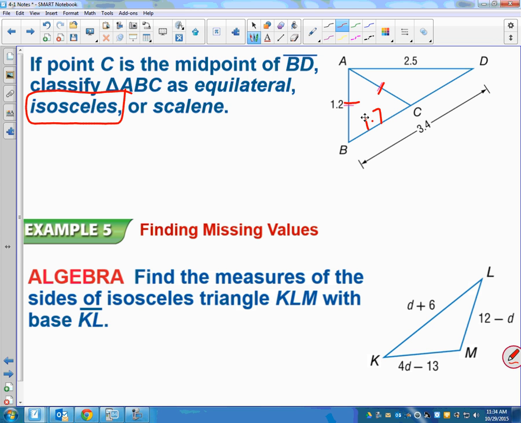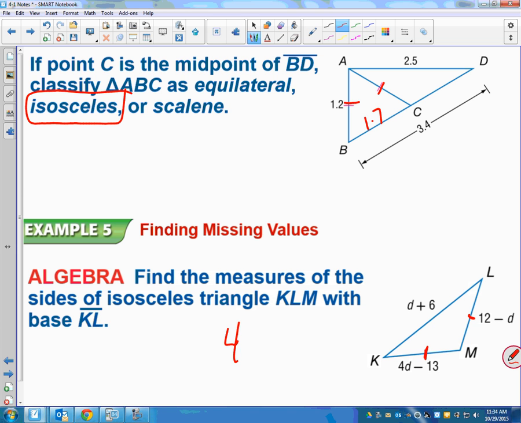Okay, so now the algebra stuff. Find the measures of the isosceles triangle with base KL. So they're even telling you, if it's the base, they're telling you the side that's not equal. If you looked at the picture, which I know we can't always trust a picture, but if KL is your base, then that means these two are the same. If it was not multiple choice, if you know those two are the same, can you just set them equal to each other? Right, that's how I did this problem.